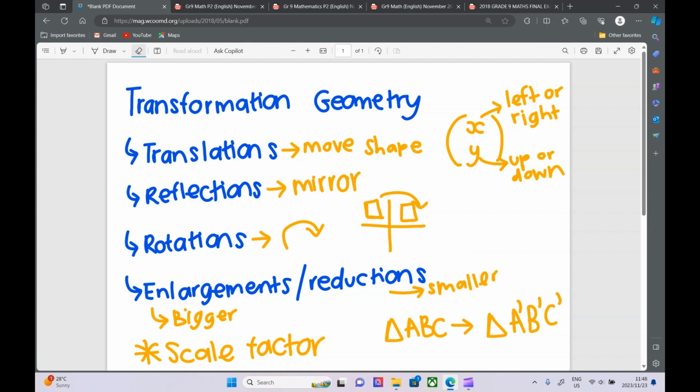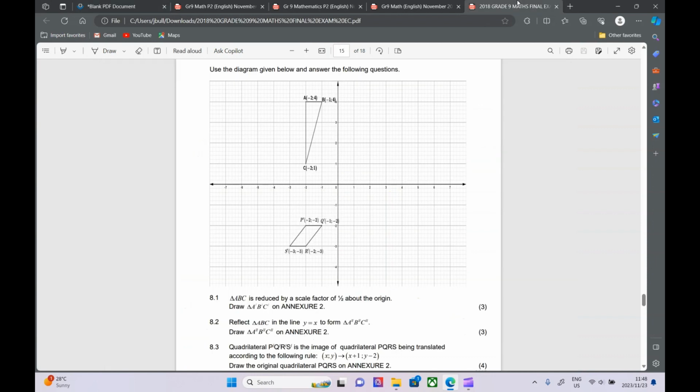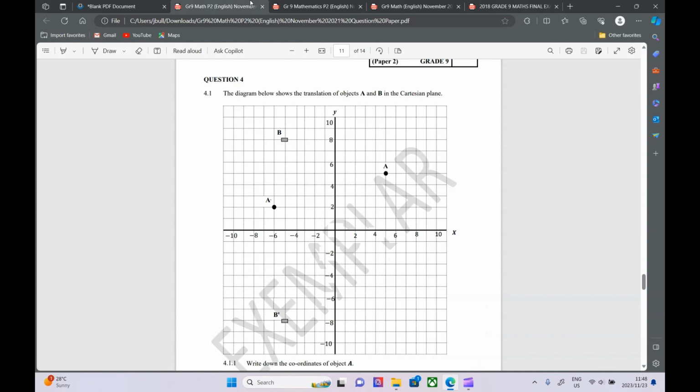Okay, so that's your quick recap. We're going to jump into a few exam questions just to get a feel for these, but let me know in the comments if there's any particular ones that you're struggling with. So let's have a look at this one to start with.